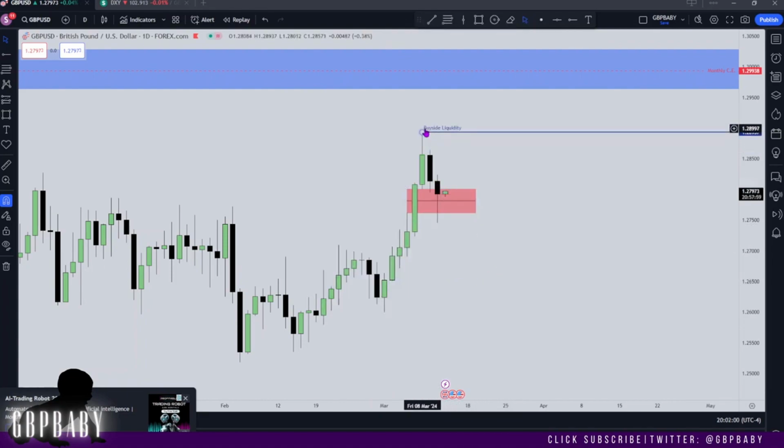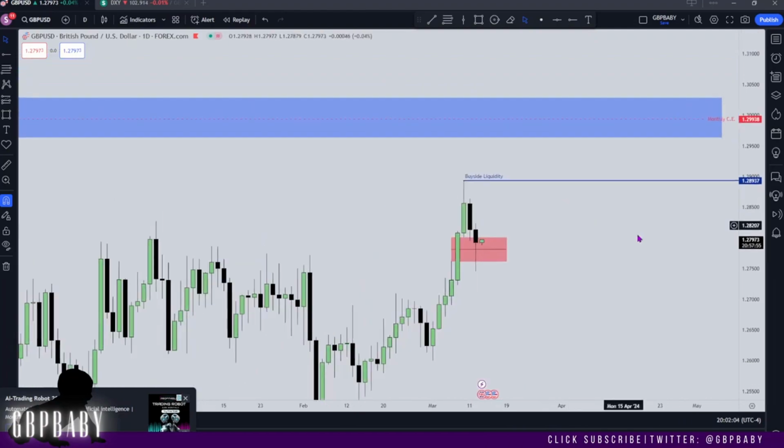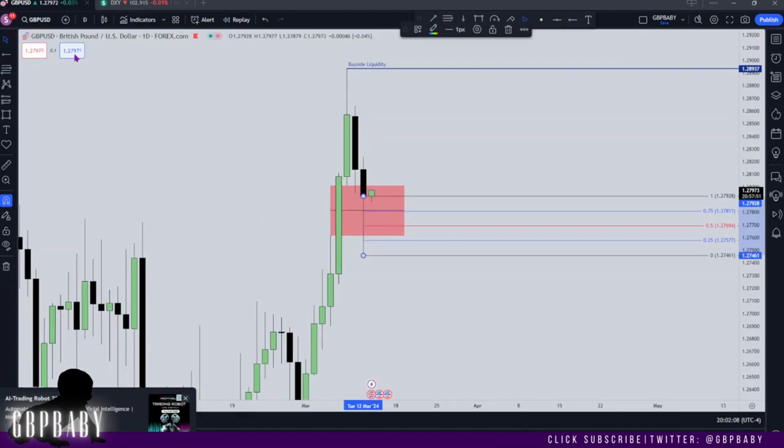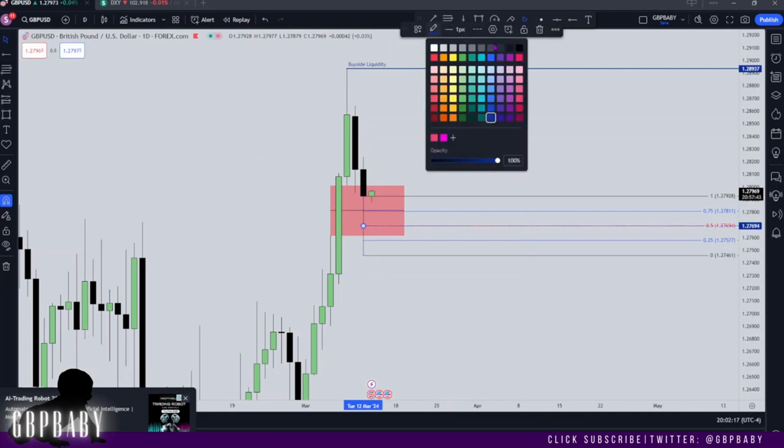Got some buy side liquidity right there. Obviously we've got Tuesday's high and Monday's high now to start working our way towards. The lowest I want to see price trade tomorrow is going to be the 50% level of the range it's created. So I'm going to get that marked out. That's what we call consequent encroachment. So let's just get that marked out. And I want price to respect that.